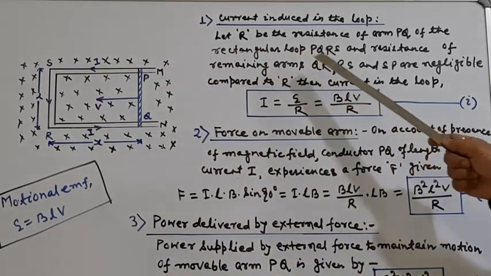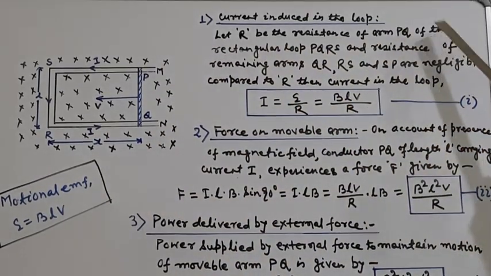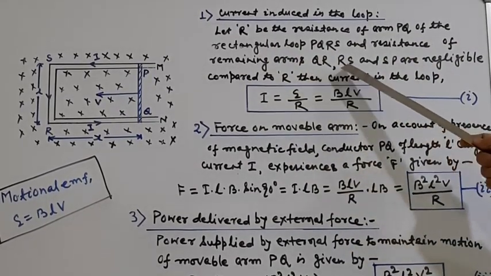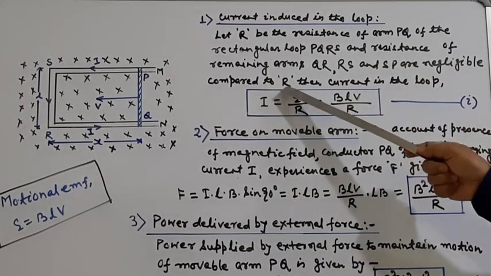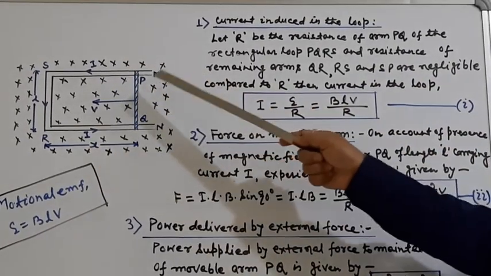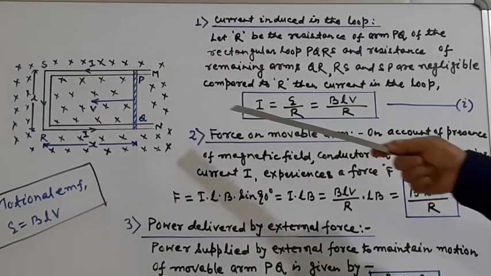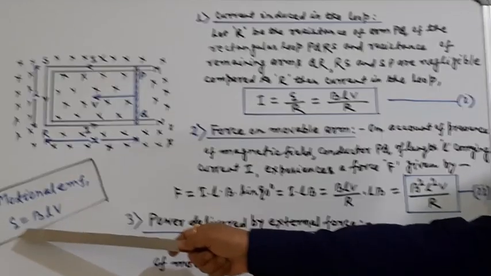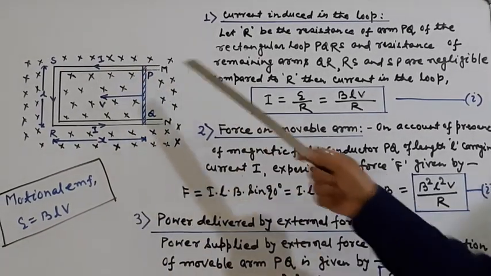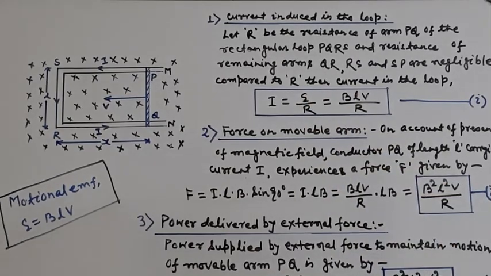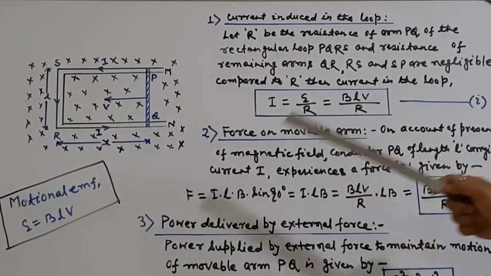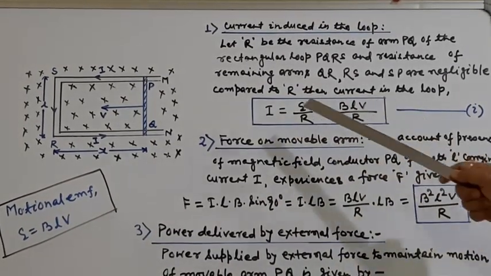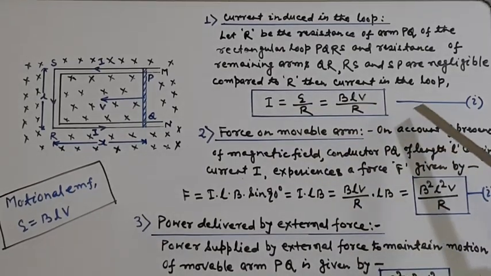So I have mentioned, R is the resistance of arm PQ of the rectangular loop PQRS, and the resistance of the remaining arms QR, RS and SP is negligible compared to R. Then the total resistance of the loop is equal to R. Then what is the induced EMF? You know that the motional EMF is equal to BLV. So the induced current I is equal to E by R, and E is equal to BLV, as already mentioned. So the magnitude of induced current in this loop is equal to BLV by R. This is question 1.